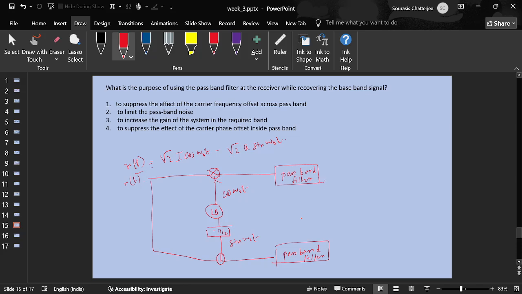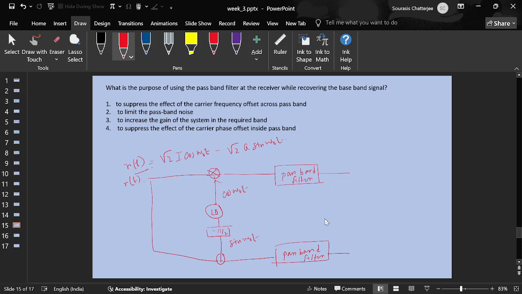So are you still sure that with your answers the passband filter does that? This is the RF signal you have received. This is the down conversion you are performing in the local oscillator, basically multiplying with the carrier of the same frequency. So are you sure about your answers, to limit the passband noise or to suppress the carrier frequency offset? What is really the primary goal of the passband filter here?